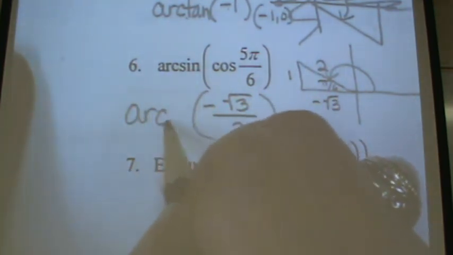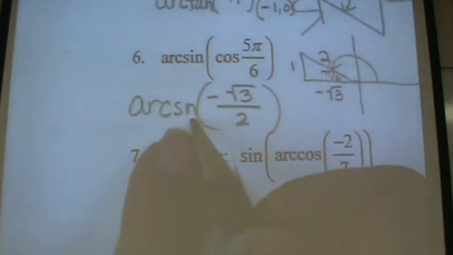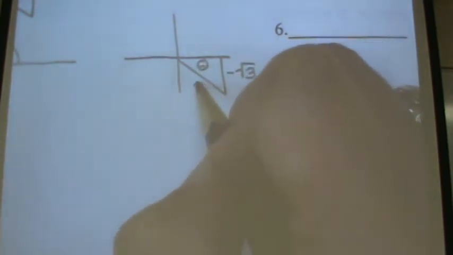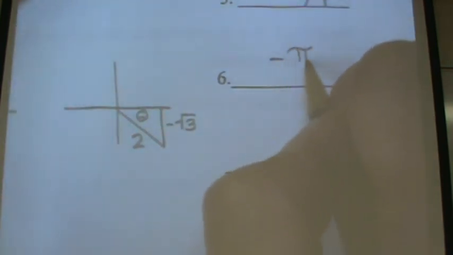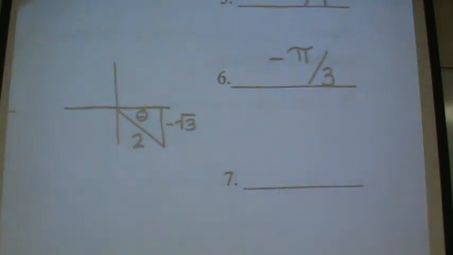Now I want to know arc sine. I want to know the angle whose, now I'm back in which quadrant? 1 or 4. Where specifically am I? I'm in 4. I want to know what angle am I whose opposite over hypotenuse is a negative root 3 over 2. What's that angle? 60 degrees backwards, negative 60.